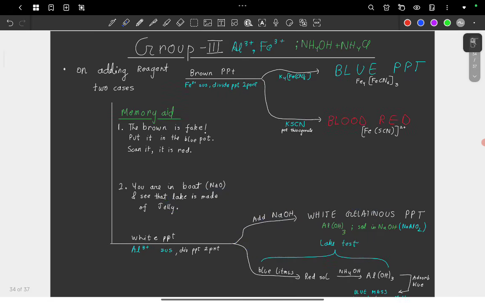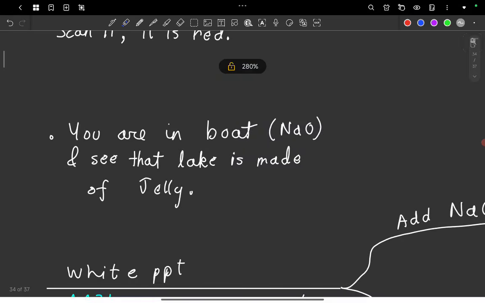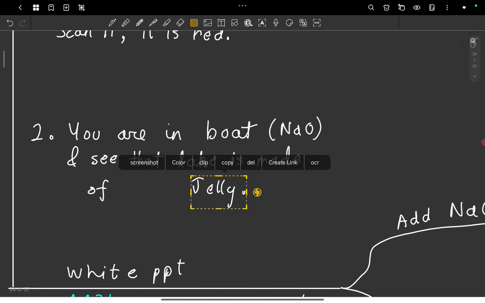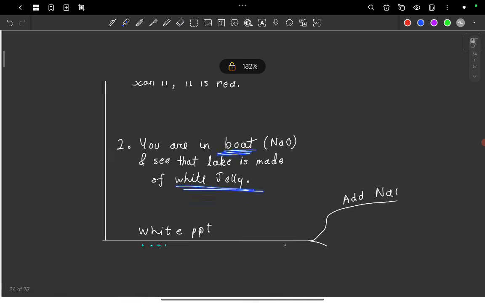I wasn't able to come up with something too creative about this. But you know what? We can add one more word. You consider lake is made of white jelly. Like if there is a shallow body of water, it will appear white in color. So you jumped in it using a boat, but realize it is not water, it is white jelly.